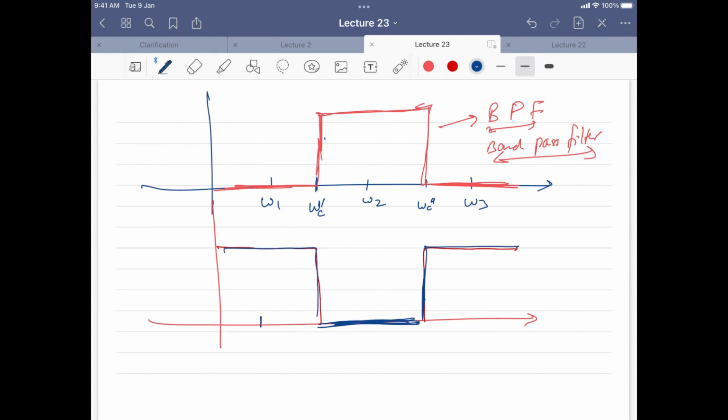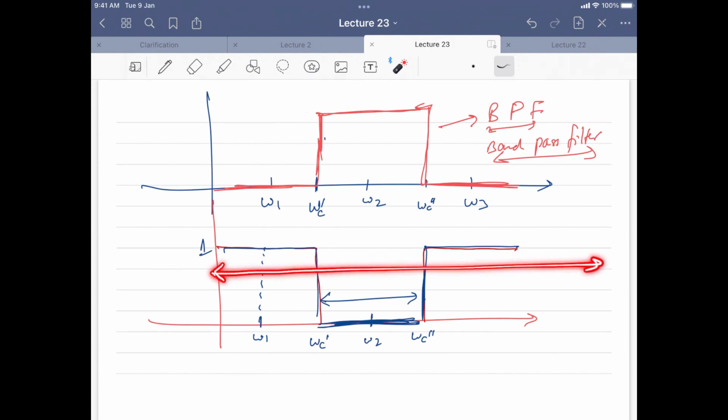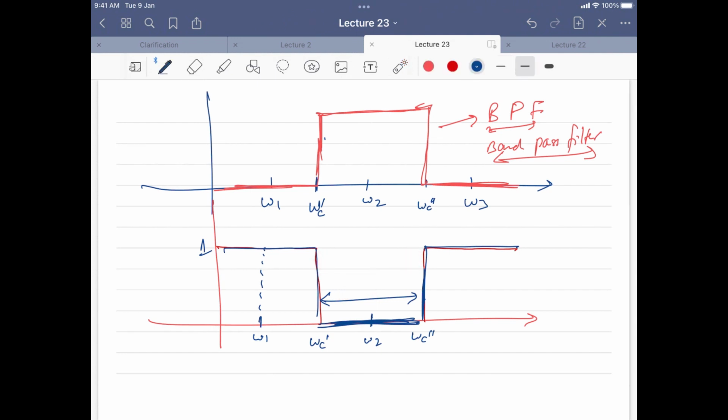So it will pass all the values of omega 1 with the value of 1, and it will reject a band of frequencies in between this. It will reject a band of frequencies in between this, and it will pass all the frequencies except in this band. So these types of filters are called band reject filters.